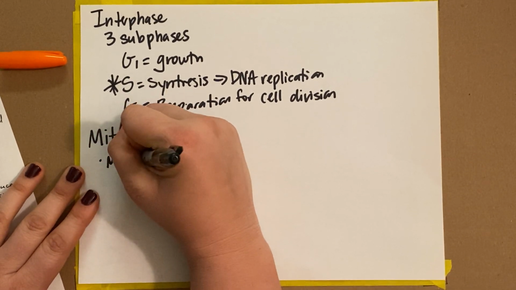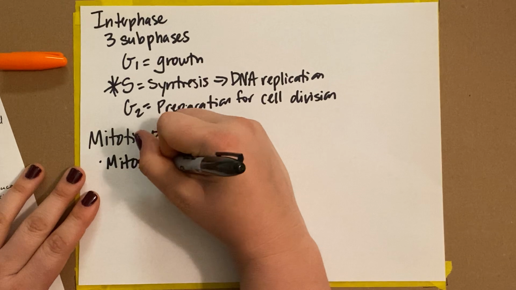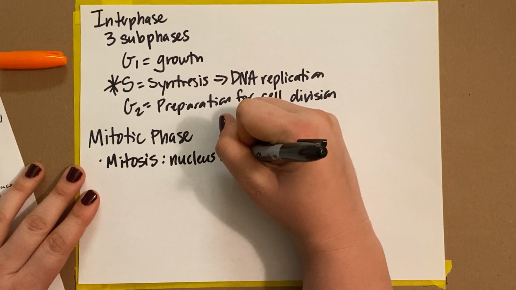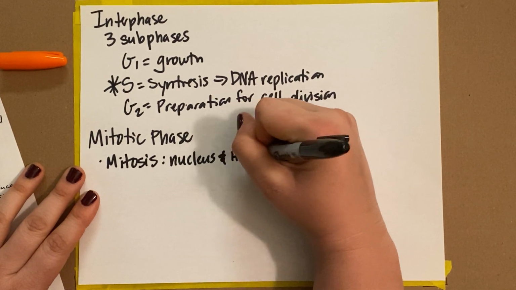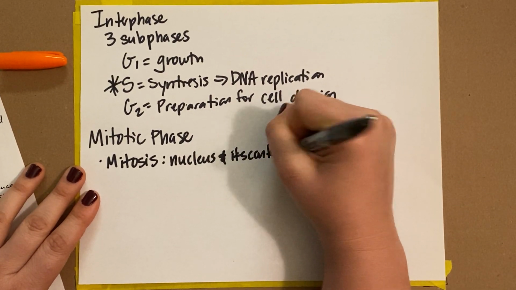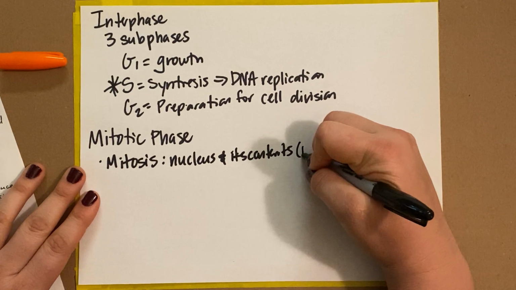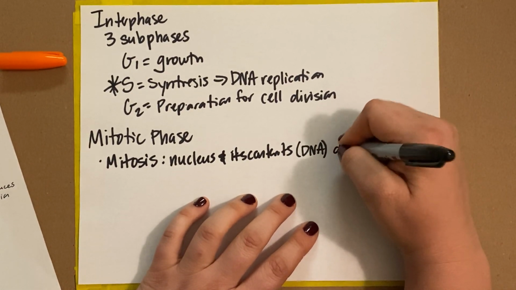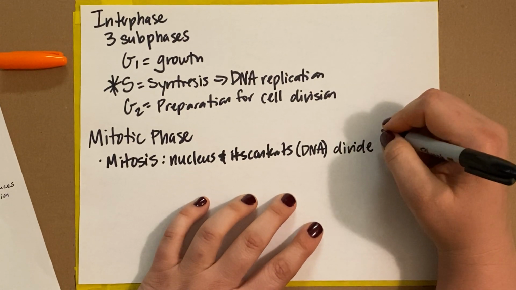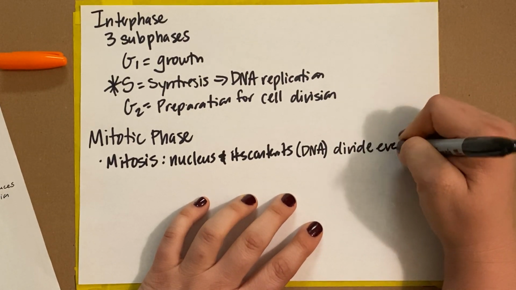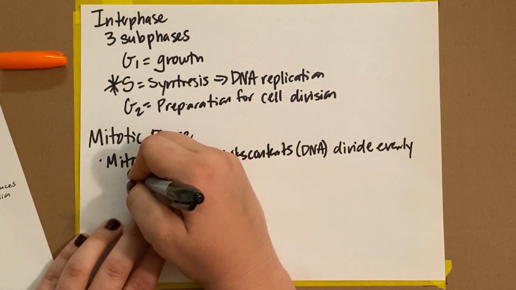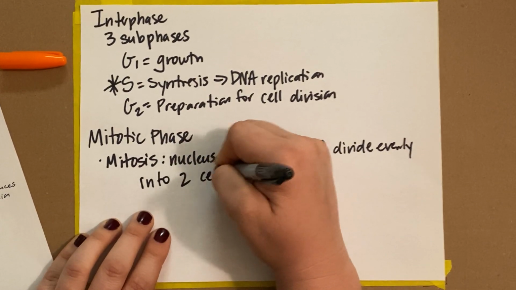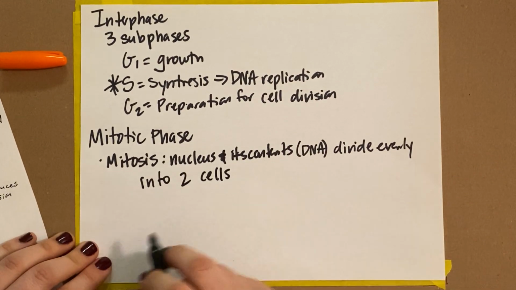We're going to have mitosis, which is going to be when the nucleus and all its contents, which is DNA, divide evenly into two cells. Okay, so that's all about the DNA.